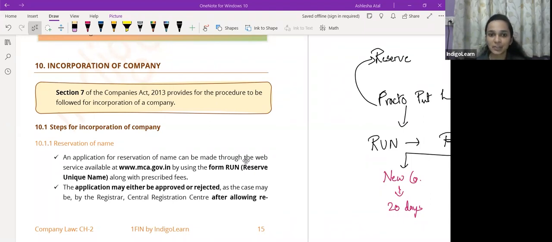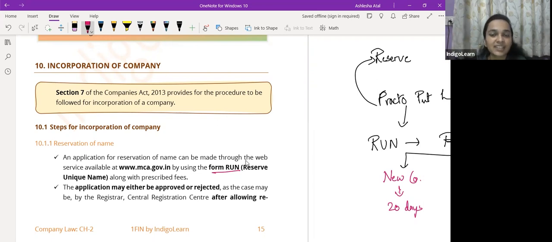So Section 7, it provides for the procedure for incorporation of the company. And सबसे पहले क्या आता है, reservation of name. An application for reservation can be made through the web service available at mca.gov.in by using the form RUN. And ये सारा चीज ना विदाउट फीस कुछ नहीं होता, you have to pay some fees. जो भी फॉर्म आप फाइल कर रहे हो कंपनी से रिलेटेड, whether it is incorporation documents or whether it is any other form, some minimum amount of fees has to be paid for all the forms which you are filing. So form RUN is filed for reservation.